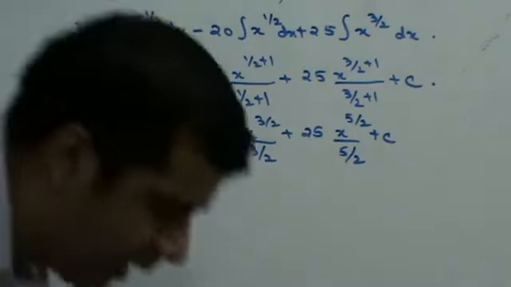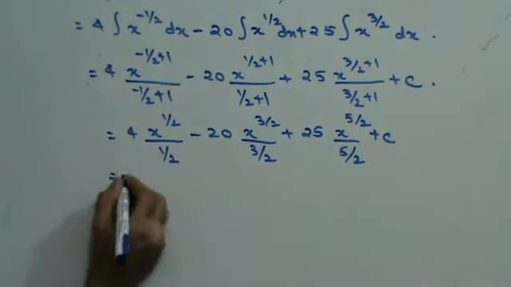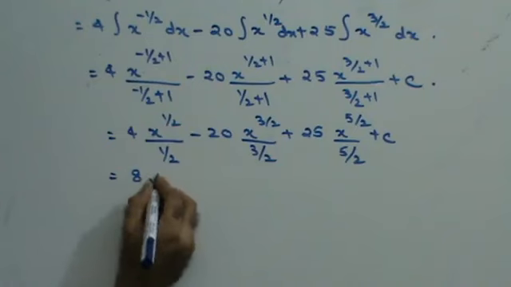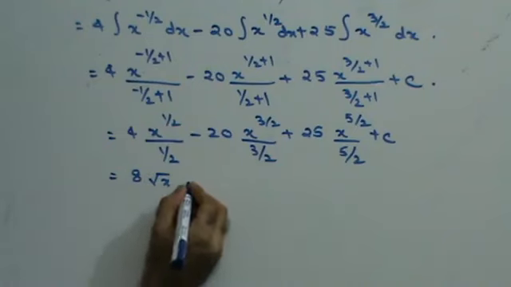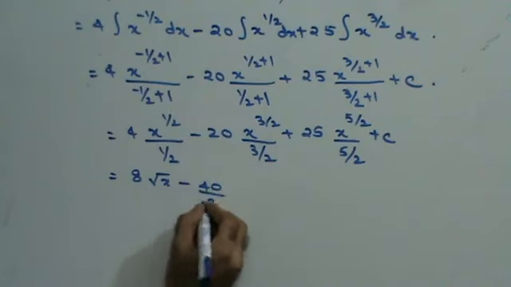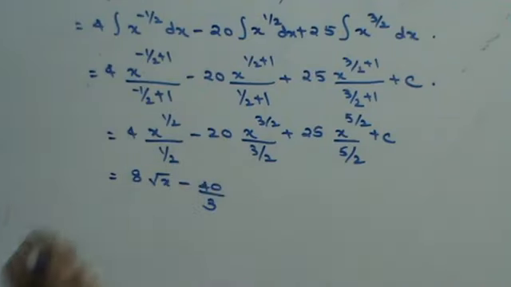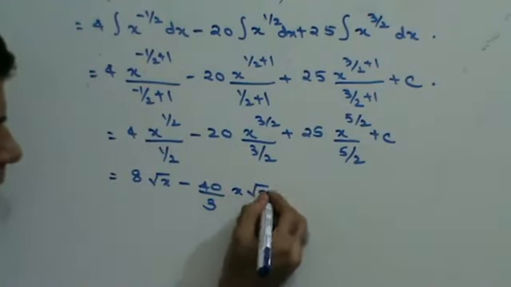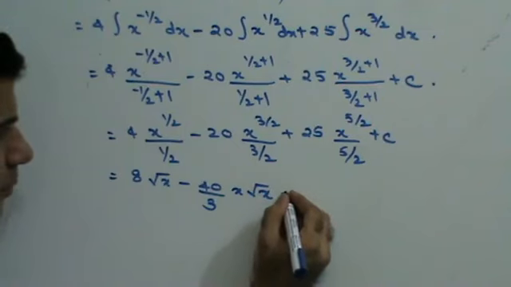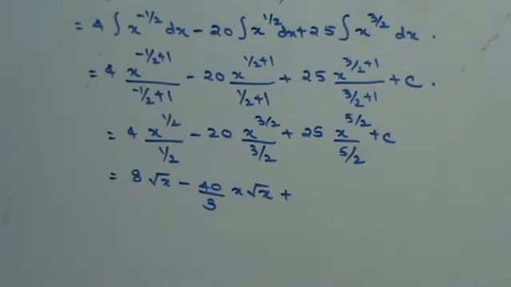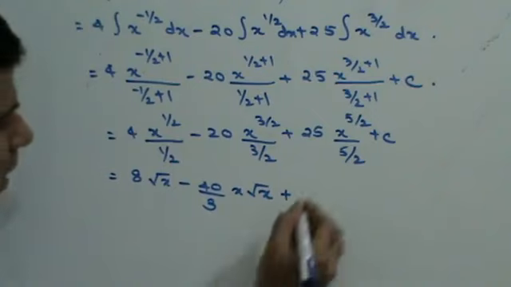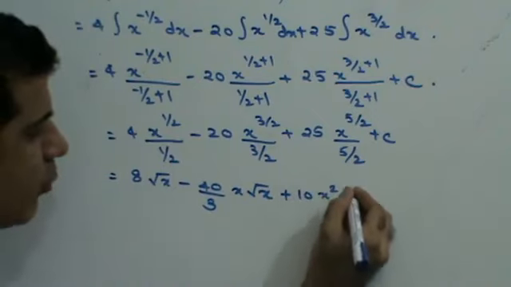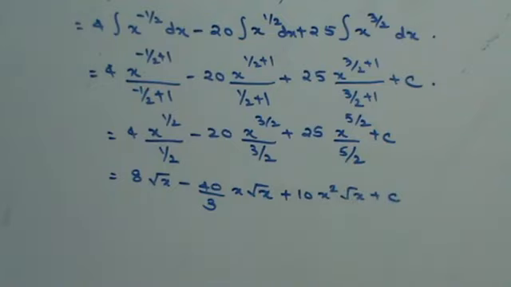Now this can be simplified as: denominator becomes numerator, so this will be 8 root x, right, minus 40 upon 3. How 40? 20 into 2. Denominator of denominator becomes numerator. X raised to 3 by 2 is nothing but x root x, plus 25 twos are 50, 50 divided by 5, 10 x square root x plus c. X raised to 5 by 2 is nothing but x square root x. Fine. Let's move on to the next one, guys.